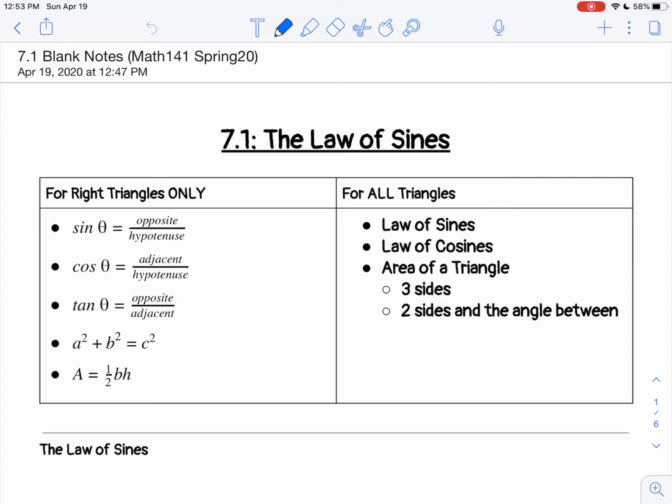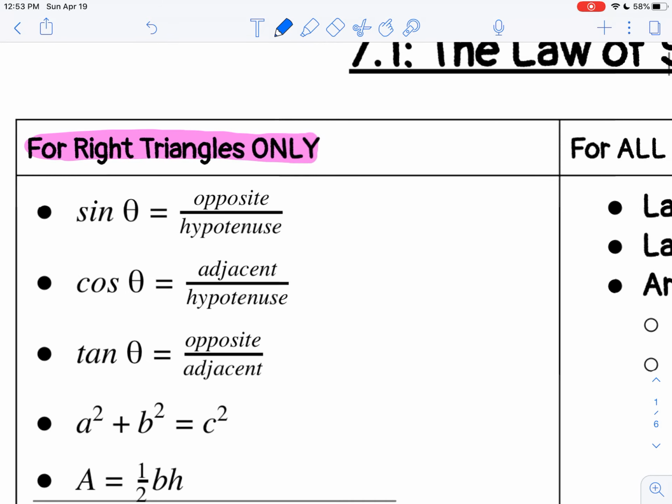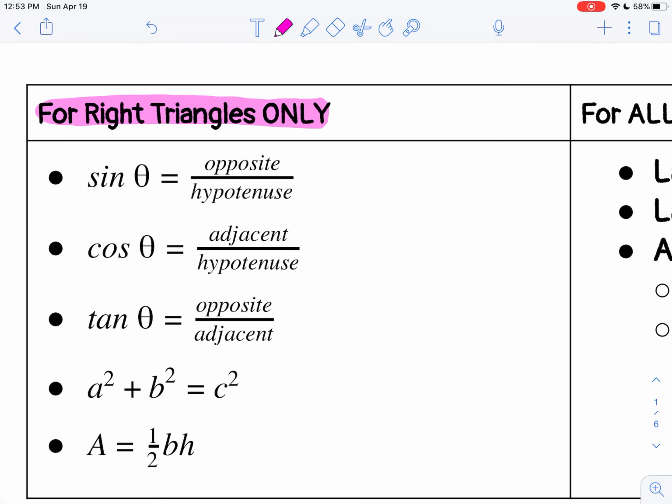Okay? So what we know so far is that we've learned a lot of rules throughout our academic career that only work for right triangles, okay? So we know some formulas that are only true for right triangles. For example, we know that sine equals opposite over hypotenuse, all right? That's only true for a right triangle. Cosine is adjacent over hypotenuse, and tangent equals opposite over adjacent. Those are only true for right triangles, okay?